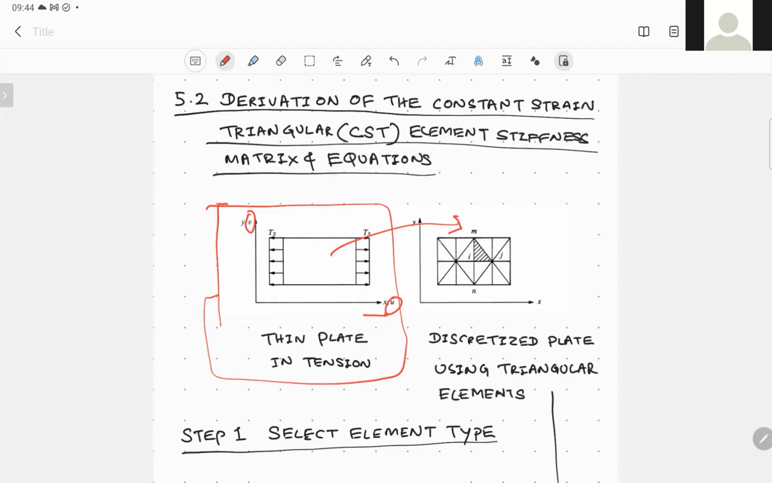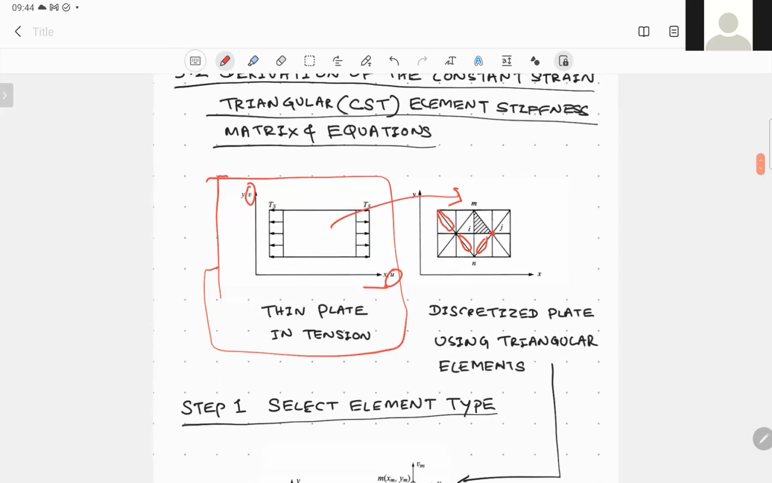Of course, you can see the compatibility conditions. They are connected along edges. There are common edges for certain elements, and of course common nodes which are connected to other elements. This is the discretized form.